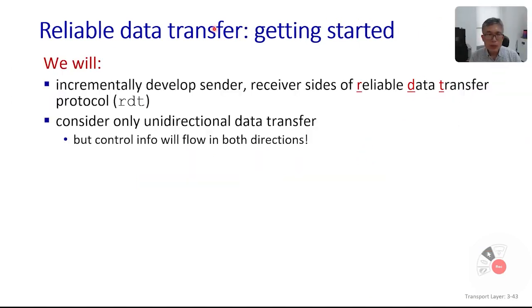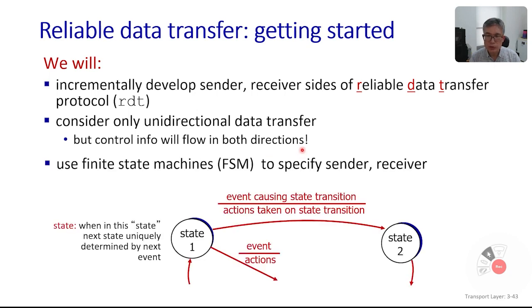Okay, reliable data transfer. Getting started, we will incrementally develop the sender and receiver sides of reliable data transfer, RDT. Consider only unidirectional data transfer, okay? But control information will flow in both directions, like acknowledge or negative acknowledge. So we are using the finite state machine (FSM) to specify the sender and receiver behavior. In a state machine, an event causes a state transition from state 1 to state 2, and actions are taken on the state transition.